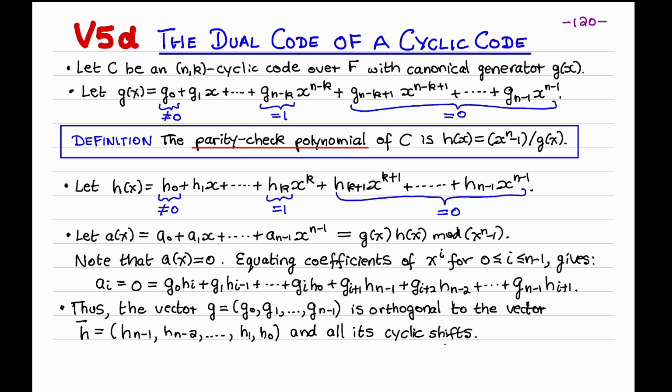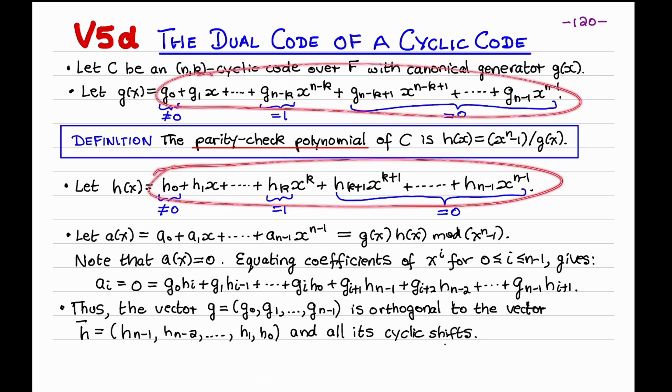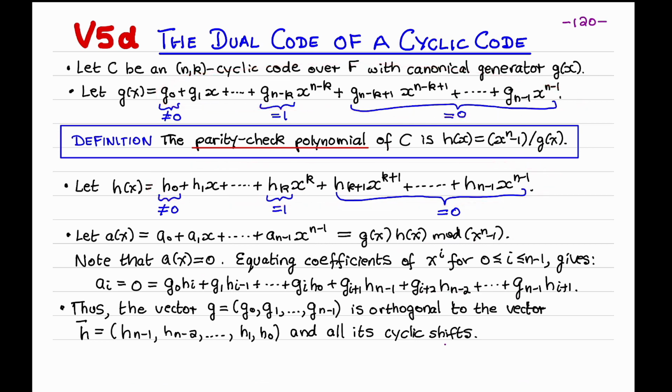Nonetheless, I'll equate coefficients of x to the i of both sides of this equation for all i between 0 and n minus 1. As I've noted, the coefficient of x to the i of the left-hand side is a_i, which is 0. Now, when you multiply g of x and h of x together and reduce it modulo x to the n minus 1, you get several terms in x to the i.